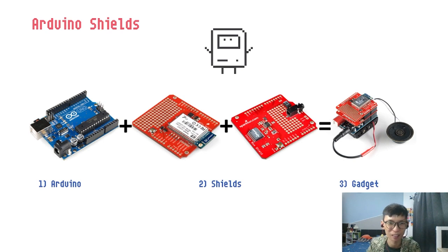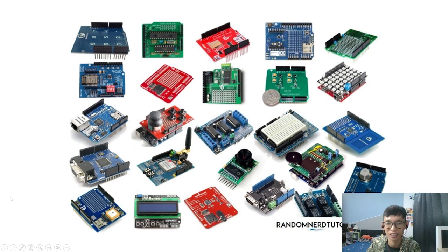This one here is, if I believe, a MP3 player, a Bluetooth MP3 player. So here are some examples of the other shields: joystick, LCD screens, buttons, keypad, Wi-Fi, and so on.